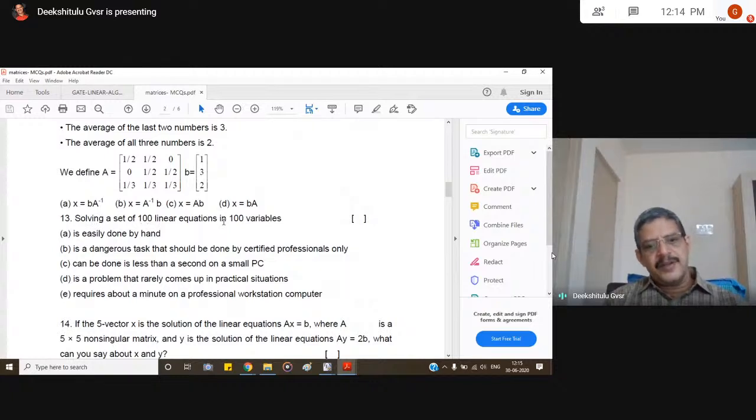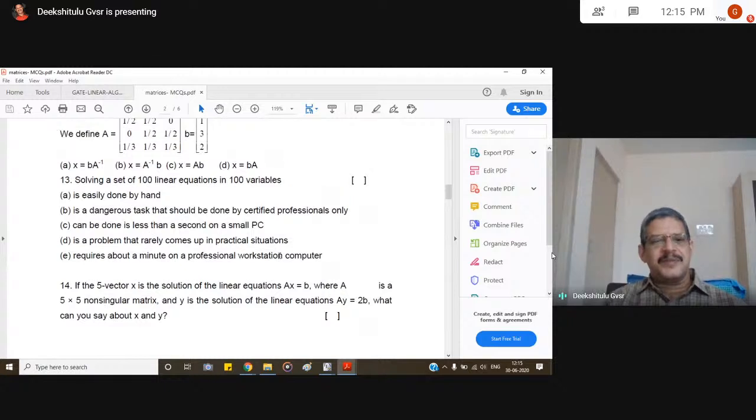Solving a set of 100 linear equations in 100 variables: easily done by hand. You do a 100 by 100 matrix system. Is a dangerous task that should be done by certified professionals. Can be done in less than a second on a small PC. Is a problem that rarely comes up in practical problems. Requires about a minute of professional work. None of them is correct.